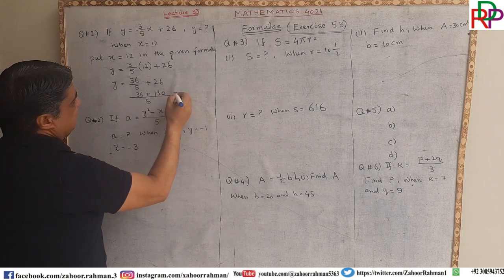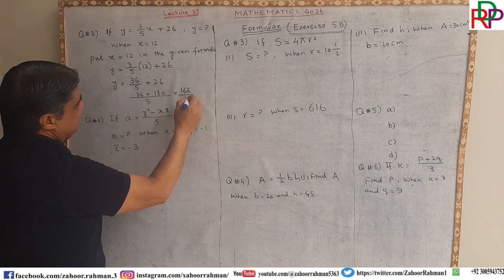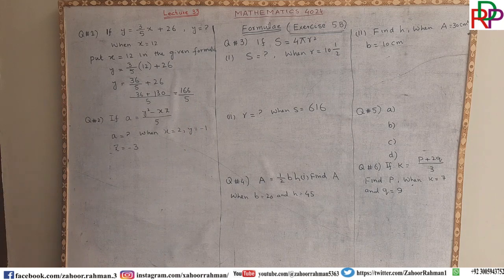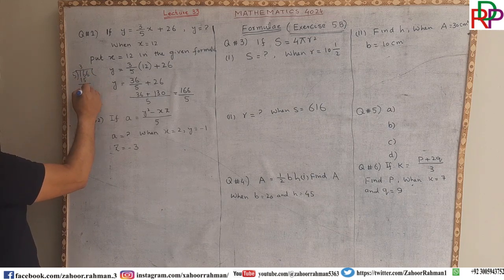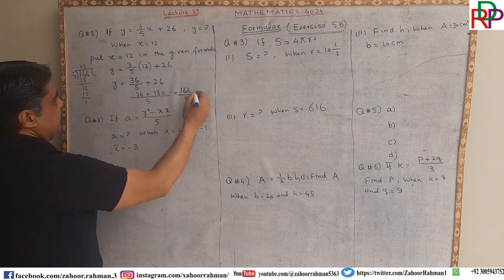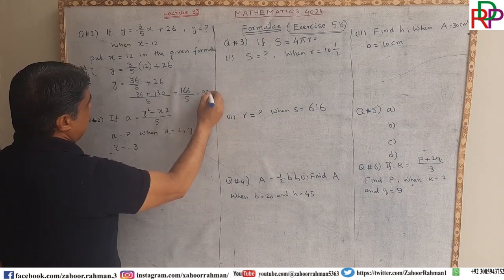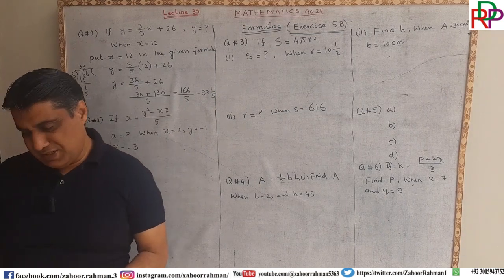So we are getting as a result 166 and we have to divide it by 5. So when 166 is divided by 5, 5 3s are 15, 1 5 3s are 15 and 1. So we are getting 33 whole 1 over 5 as the ultimate result.